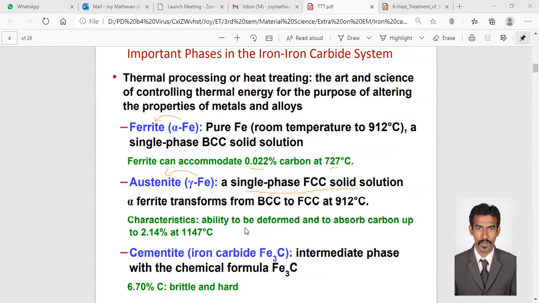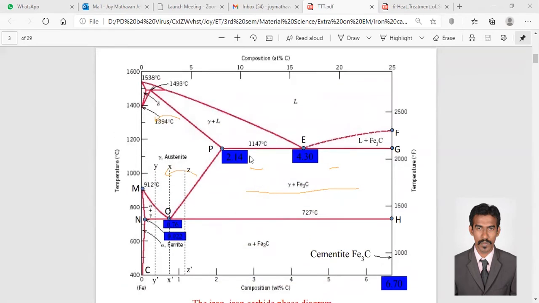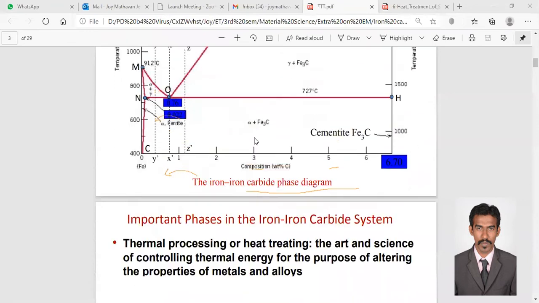Characteristics: ability to be deformed and to absorb carbon up to 2.14% at 1147 degrees Celsius. So at 1147 degrees Celsius, it can absorb 2.14% of carbon. But which one? Austenite, right? So austenite can absorb 2.14% of carbon at 1147 degrees Celsius. All right.